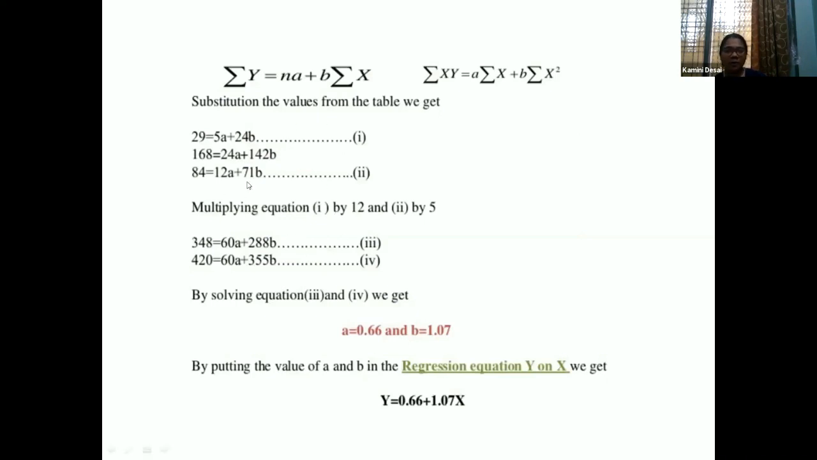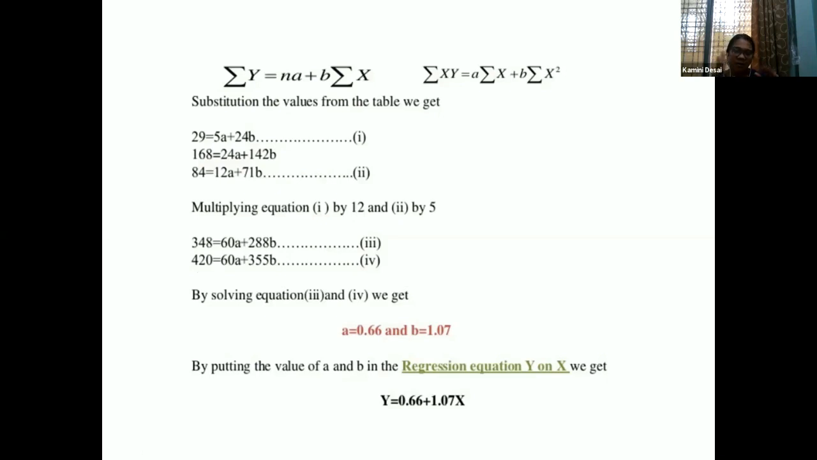Now, if you want to find out the value of a or b, we have to balance two equations. So I consider the a. If you multiply 5 into 12, it is 60, and 12 into 5, it is 60. So you can solve this equation. Here we can find the solution: a is equal to 0.66, b is equal to 1.07.